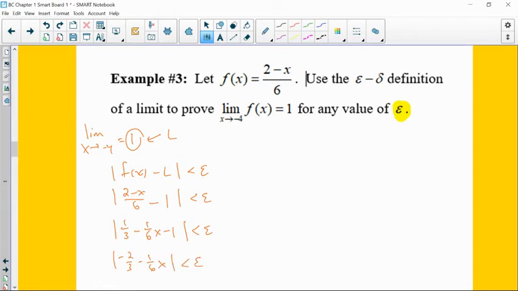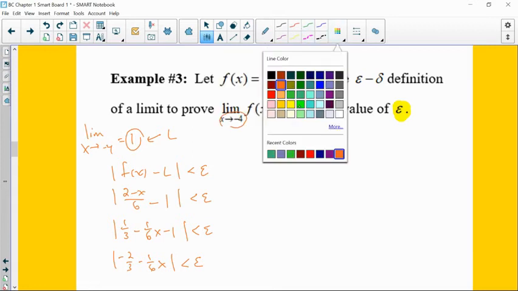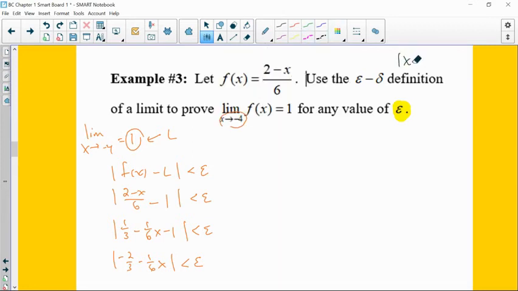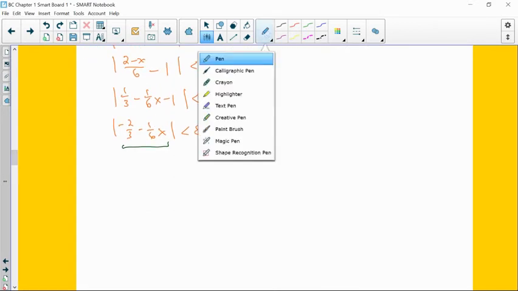Now, if you're getting stuck, think about what you're trying to create here. You're approaching -4. So your goal, remember, is to get x minus that limit value of -4 to be less than delta. So you're trying to create this inside to be an x minus -4. So what I can do is manipulate that. Let's factor out a -1/6. Watch what happens.